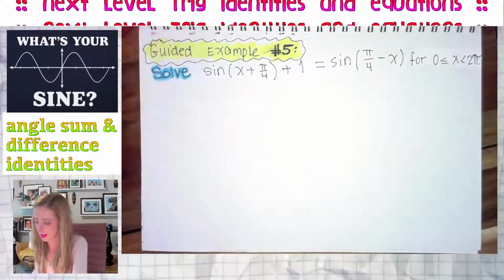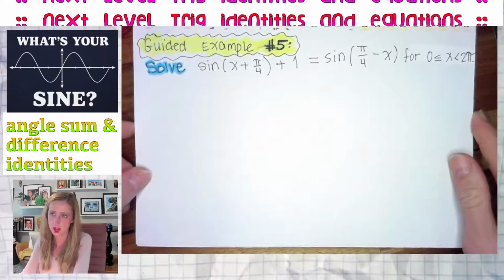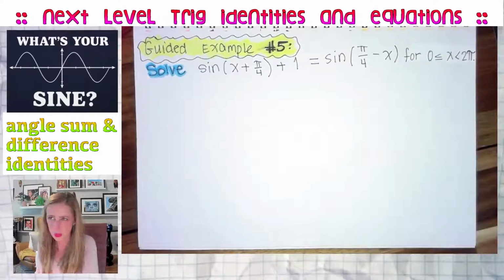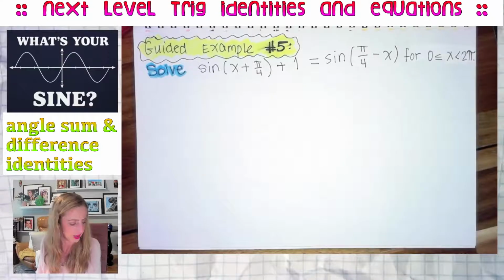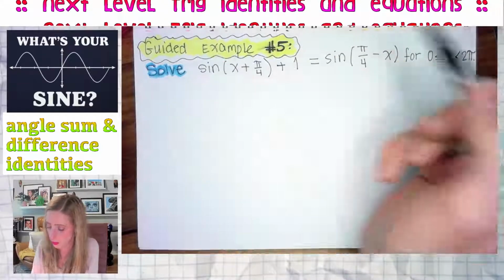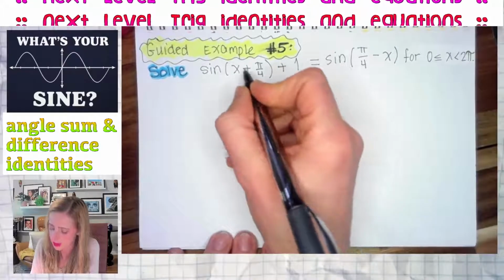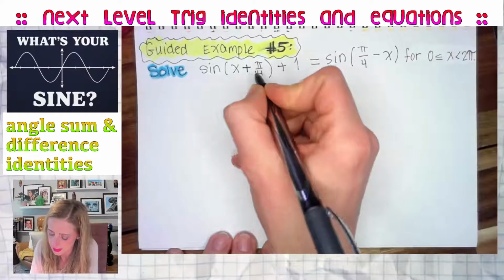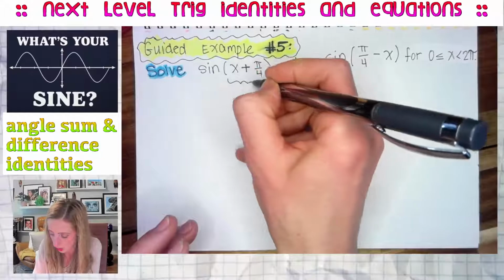Last one, guided example 5. We have not done any solving yet, so now we solve. We've evaluated, simplified, verified. I forget what else, but making moves, right? So we're going to solve this. Now, it's kind of hard to solve when you have a plus or a minus inside of your parentheses for the angle location. Like this is normally our angle.